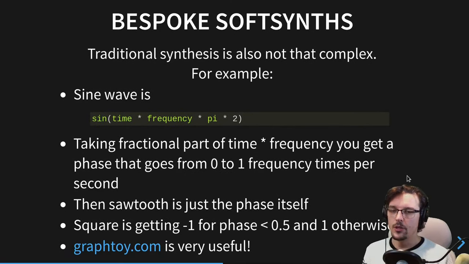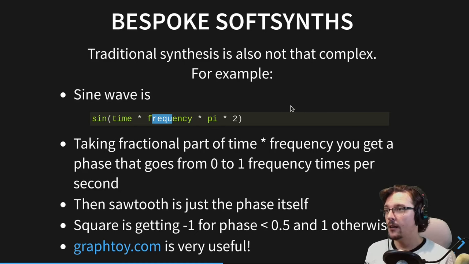So Bytebeat is not the only way, obviously, to make music. You can still build a real software synthesizer, and that would not be that hard to make from scratch. So for example, let's make a sine wave. To build a sine wave, you take your current time in seconds, multiply it by frequency, then multiply it by 2 pi. And as sine has a period of 2 pi, you get frequency number of cycles per second for the sine. So you get a sine wave of the desired frequency.